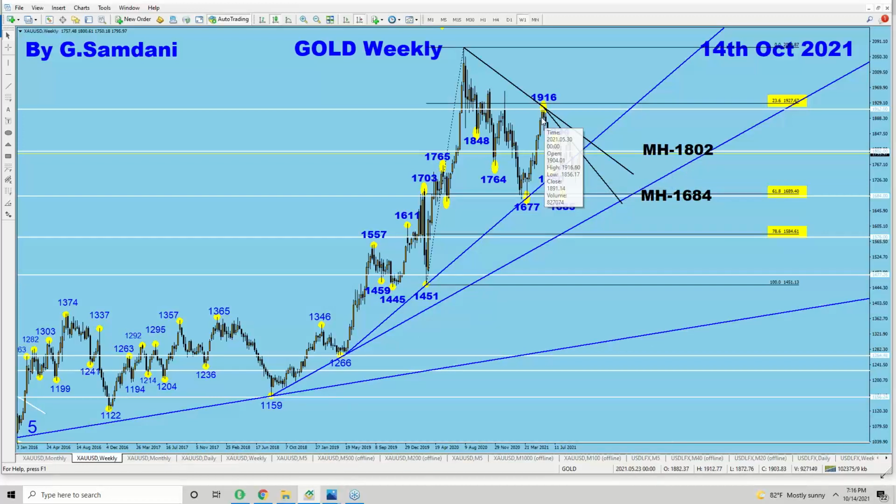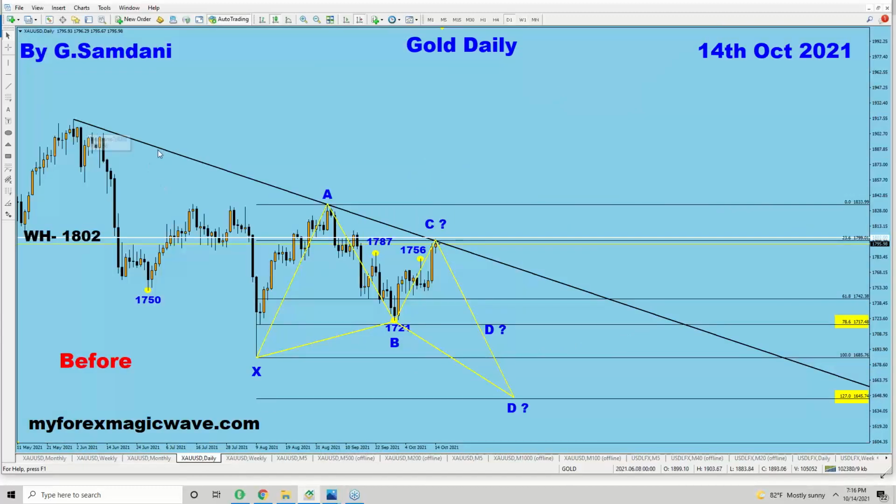Even then, you see this sloping TL here, the black one, that's also very, very important, and you can see it on the daily chart. Gold daily chart, this is how it is. See that? You connect these two and you get price hitting this 1802 right there. I just showed you, right?